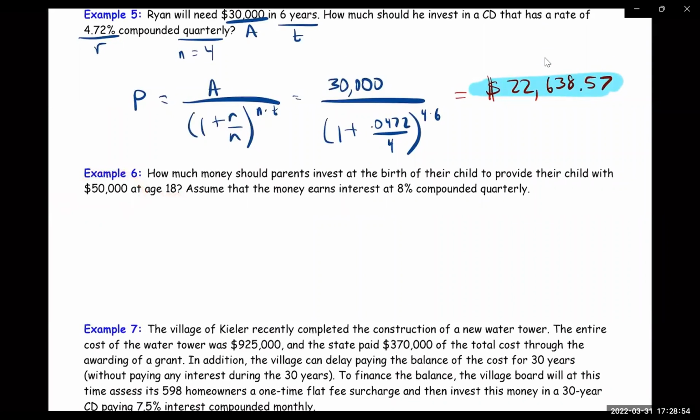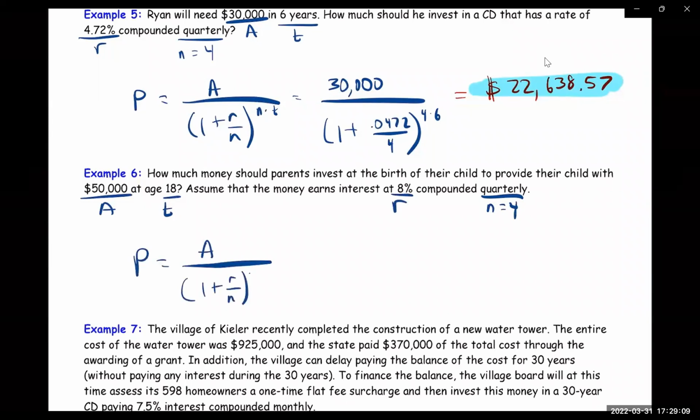years later. So this is A, this is T, this is R. Quarterly means 4. So we use the same formula. So you want to have $50,000. Interest rate is going to be 0.08. N is 4. And then 4 times 18 is the exponent. So let's see what this turns out to be.